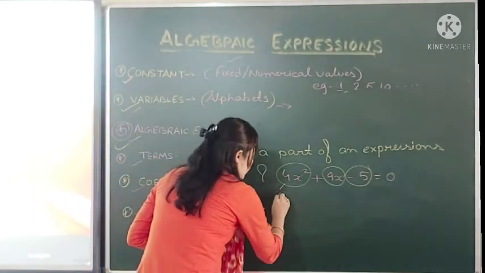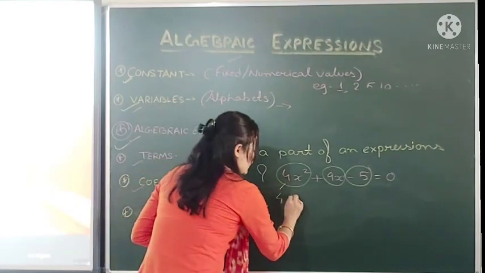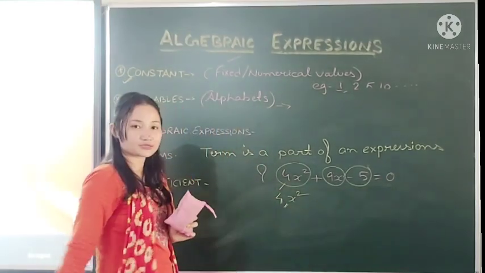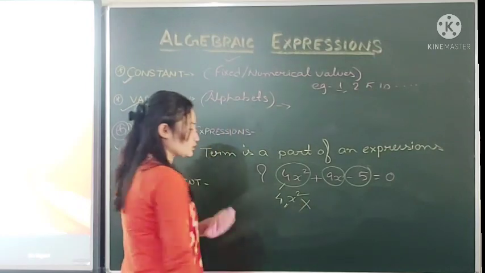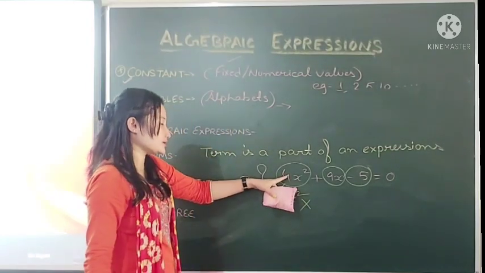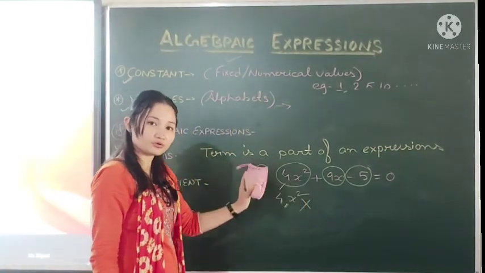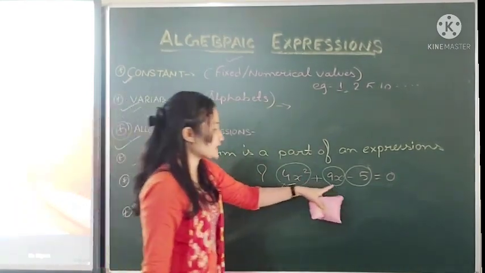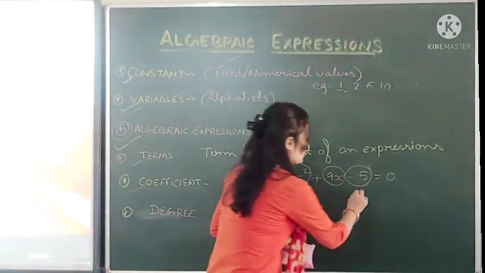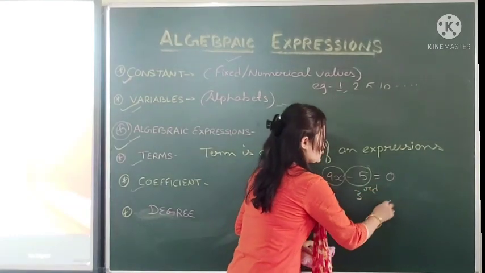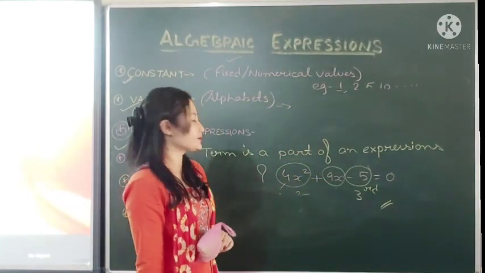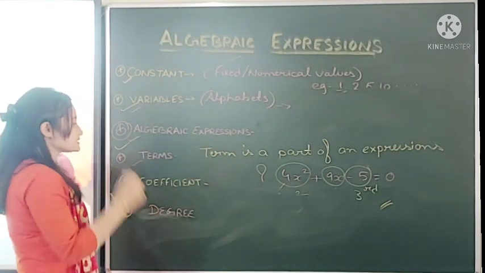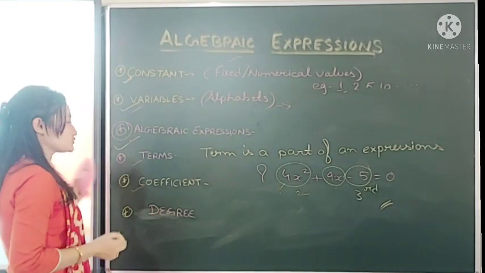So don't write here that 4 is the first term and the second term is x square. This is totally wrong. If you get a constant and a variable together, you need to carry both. So the first term is 4x square, the second term is 9x, and the third term is minus 5. This is the little concept of term. Hope this one is also clear.